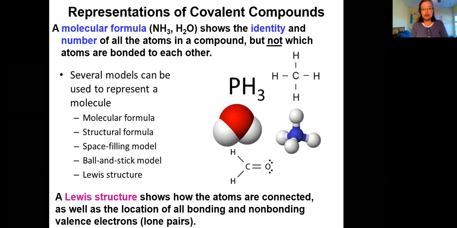The Lewis structure is really great because it shows us how the atoms are connected and the location of all bonding and non-bonding valence electrons, or the lone pairs. So I've got my bonding electrons represented with straight lines, and my non-bonding electrons that are still there, they're still hanging out, they're just not part of the bond. We have those drawn in as dots. That's the neat thing about the Lewis structures. All of my electrons that are involved in the bonding with this molecule are shown in the structure.